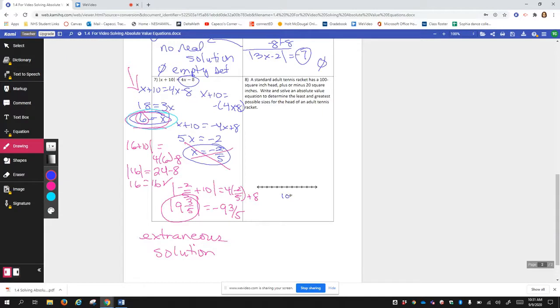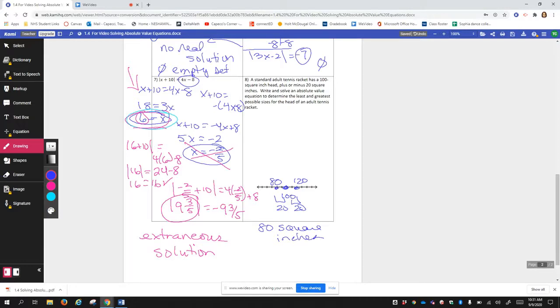So it says a standard adult tennis racket has a 100 square inch head. So I'm just going to make that 100. Plus or minus 20 square inches means I can go 20 over or I can go 20 less. So if I make this 100, I can make this 120. That's 20 in that direction. And the same thing, I go the other direction, I get 80. Both are 20 from 100. So we can go somewhere in between there.